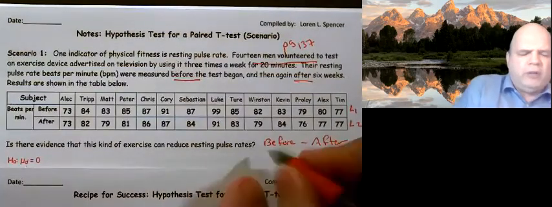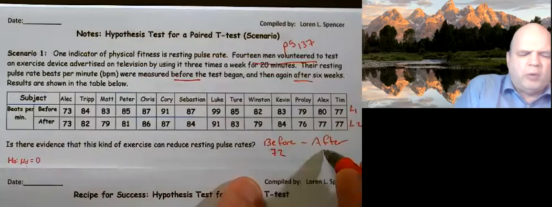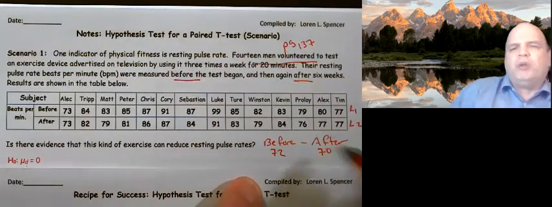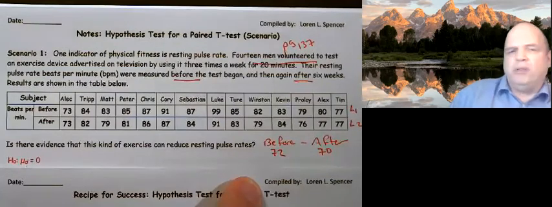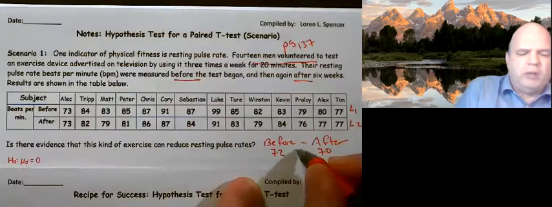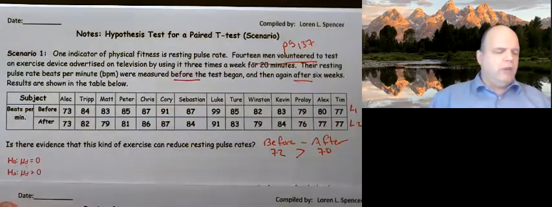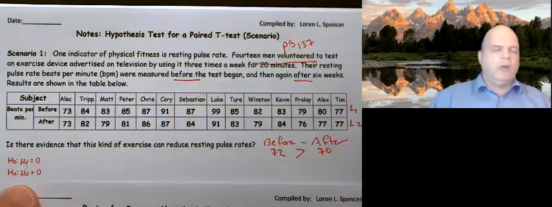Now, if I had a resting pulse rate of 72 before, they're wanting it to reduce, so I need a smaller number, which would be after. So let's just say this is what they're wanting to happen. It may not have happened, but this is what they're wanting to happen. They want this to go down. So this means this would be a greater than symbol. So my mean difference is greater than 0.